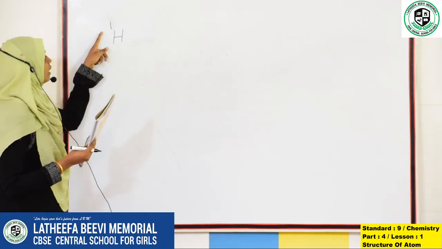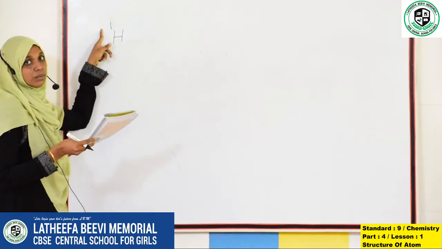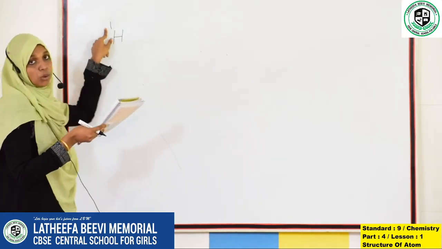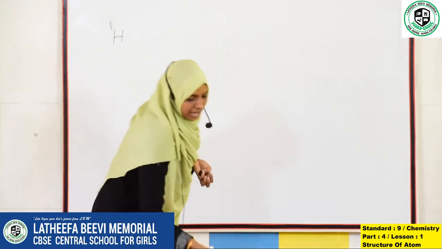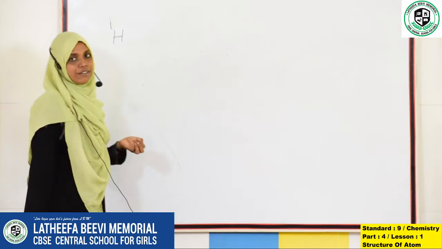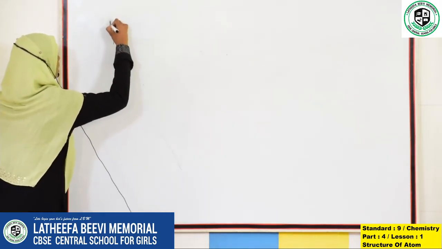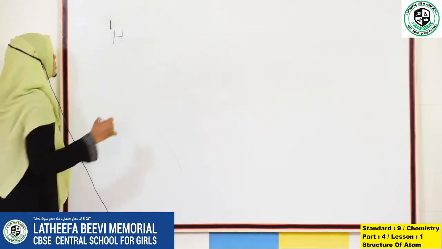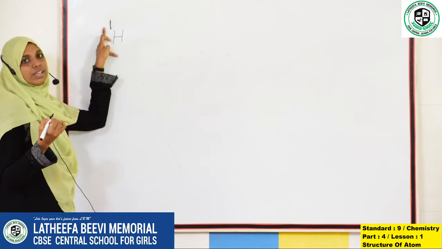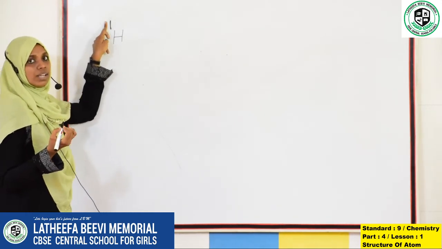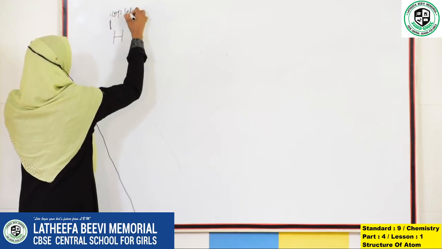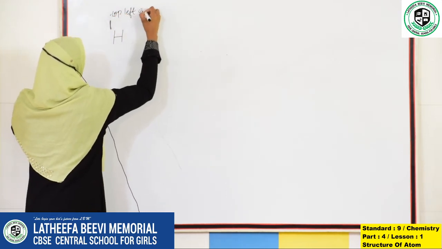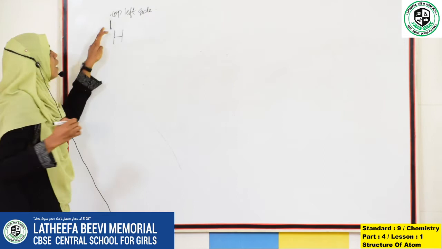So, we write the left bottom. Sorry, left top. What do we write on the left top? We write the mass number. Okay. We write the mass number on the top left side. This is the mass number. Okay. Can you see this? This is the mass number. We write the mass number on the top left side.